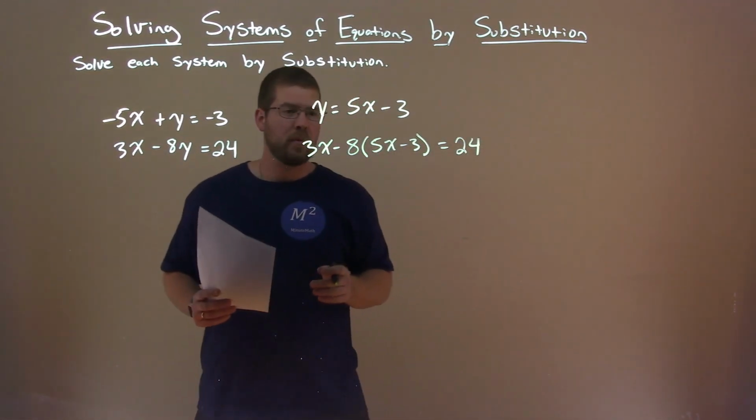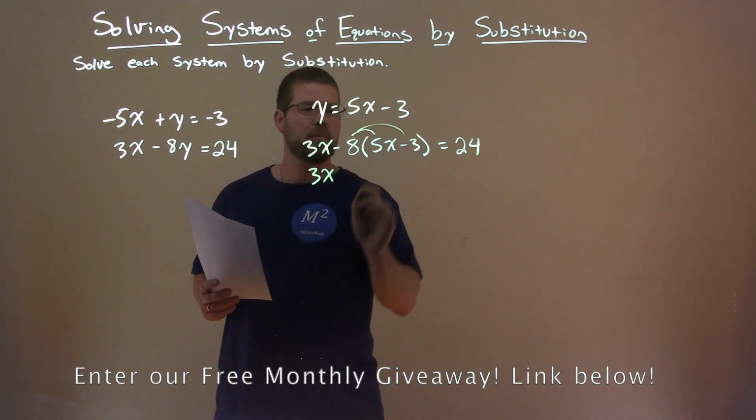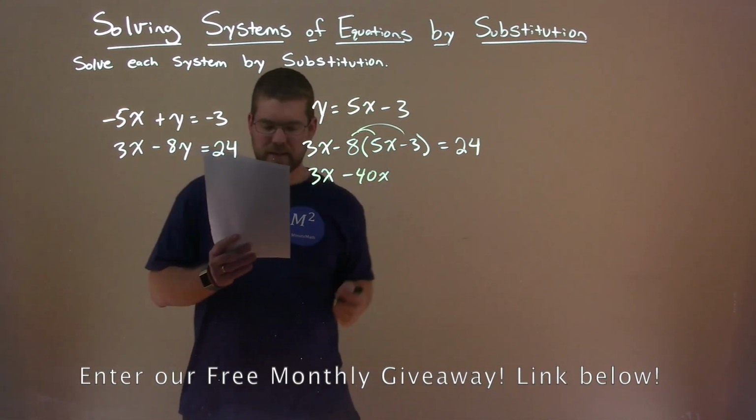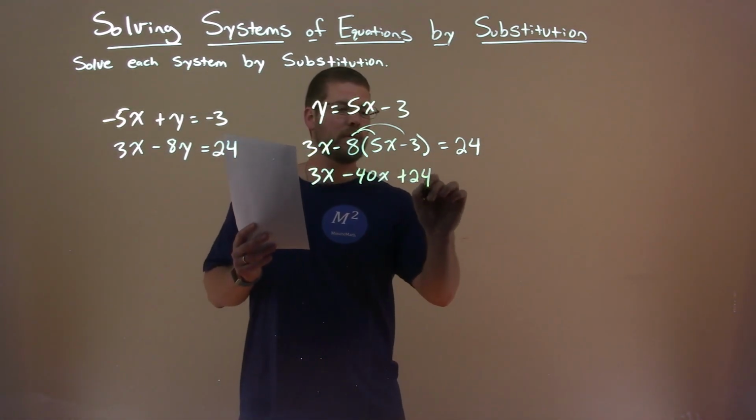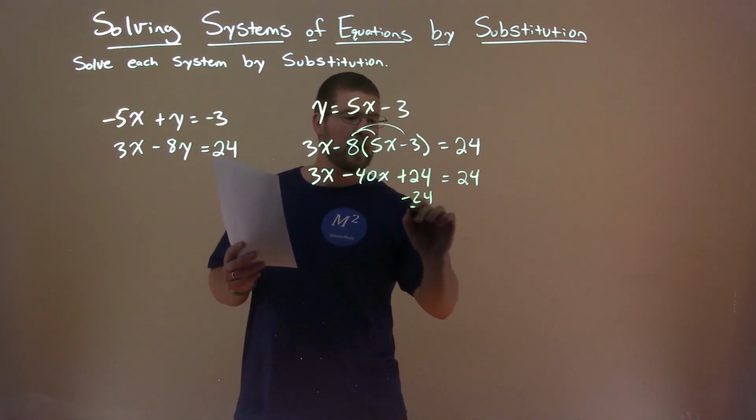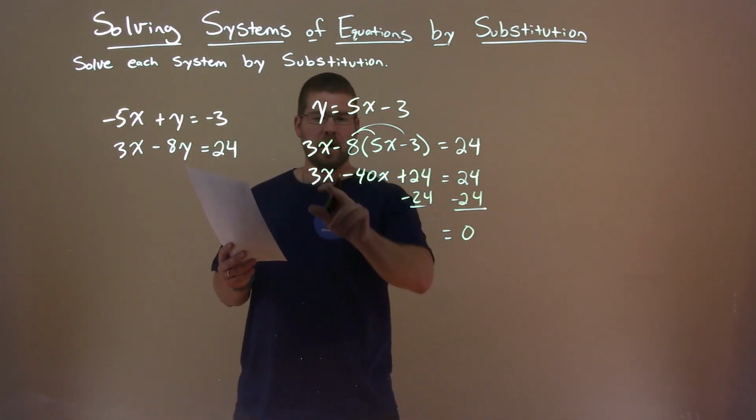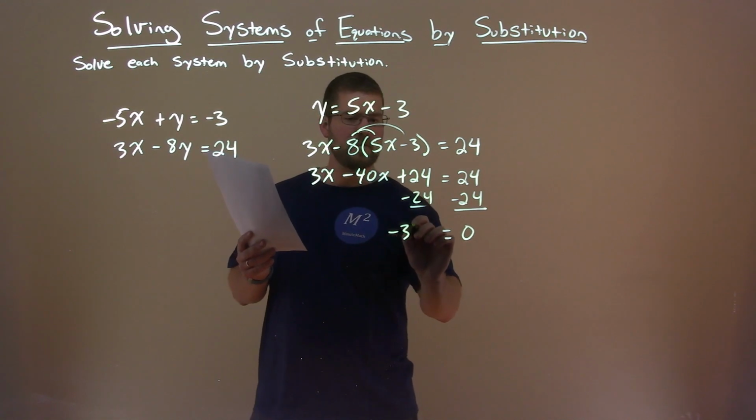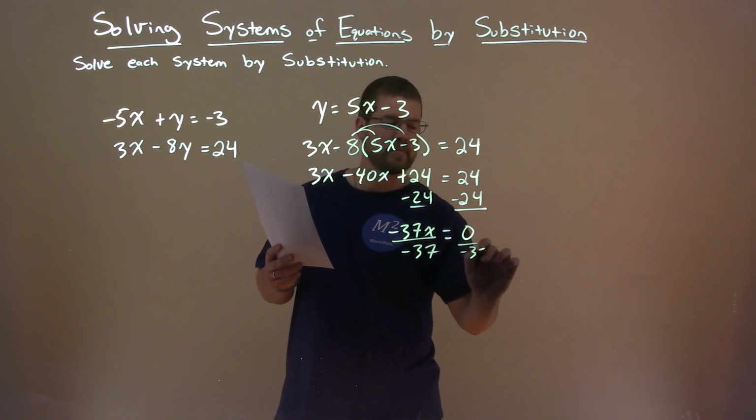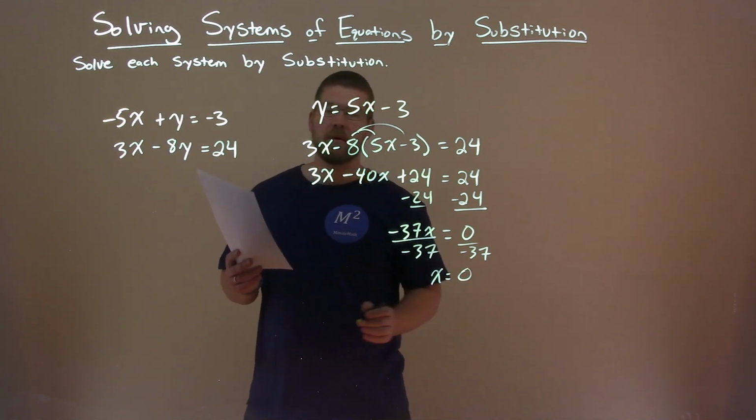From there, I want to get x by itself. We simplify. 3x comes down, distribute the minus 8 to both parts. Minus 8 times 5x is a minus 40x. Minus 8 times a minus 3 is a positive 24, and that equals 24 here. From there, we subtract 24 from both sides, and we're left with 24 minus 24, which is 0. 3x minus 40x is a negative 37x. Divide both sides by a negative 37, and x equals 0 divided by negative 37, which is 0.